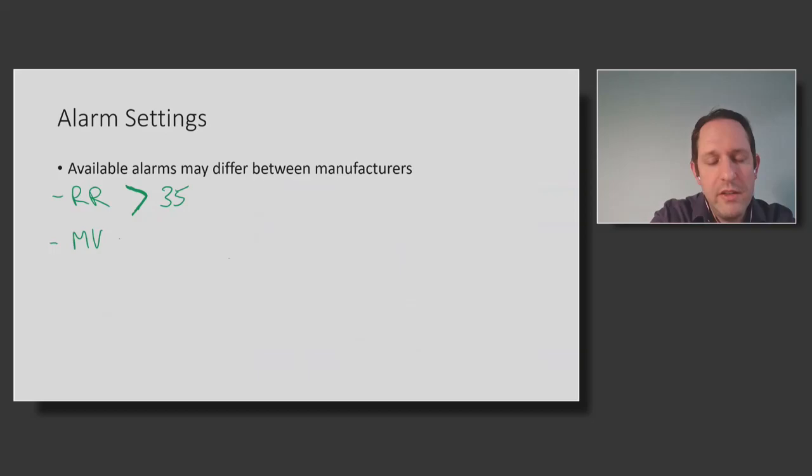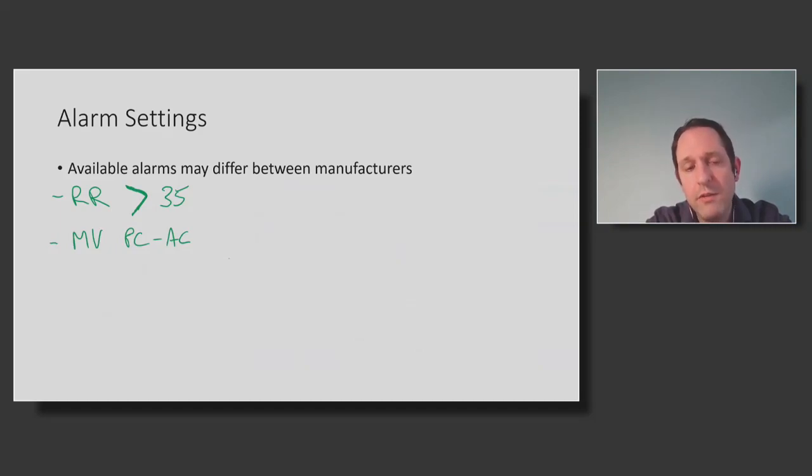Minute ventilation is a decent alarm to have. Of course, this is important in pressure assist control. So I'll put PCAC, pressure control, and that's an assist control mode. Your minute ventilation would be important because if compliance or resistance changes, your volume will change.